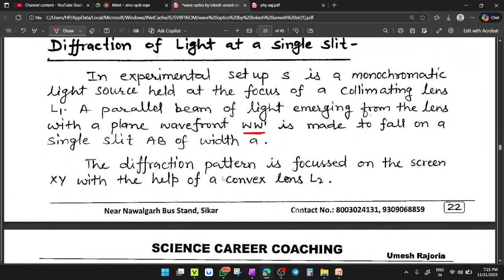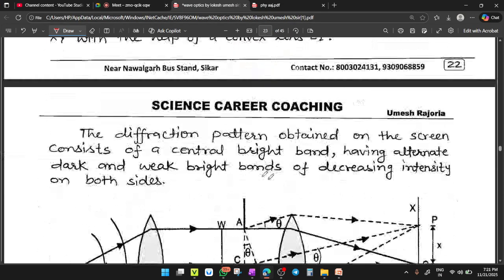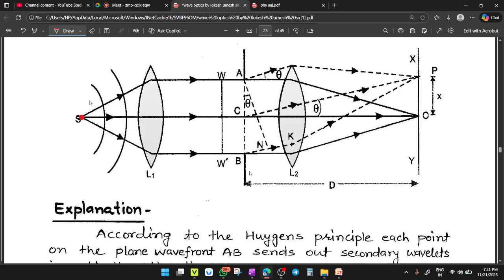So check here in this experimental setup, S is a source of light. Now the source of light has a spherical wavefront, so these are the wavefronts and these are the rays. After this lens, which is called the collimating lens, the light beam becomes parallel. So you have made a parallel plane wavefront. As the light beams are parallel, the wavefront will be perpendicular to them, so this gives a plane wavefront. This is called WW dash. Clear or not clear? So this is the plane wavefront.